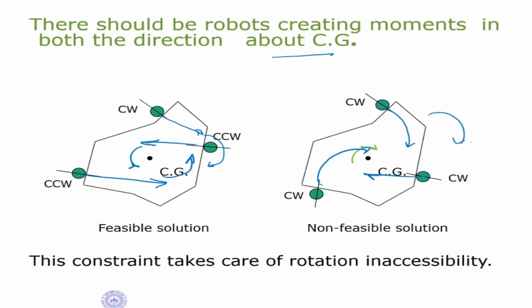Now where are we getting that from? That we are getting from sigma F equals 0 and sigma M equals 0. So which means that the sum of the forces and the sum of the moments must be equal to 0.